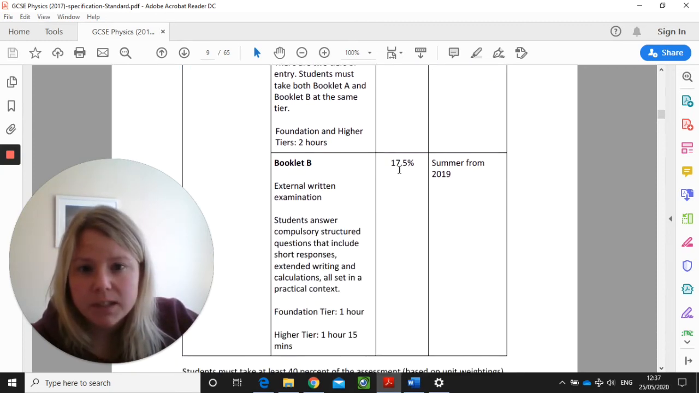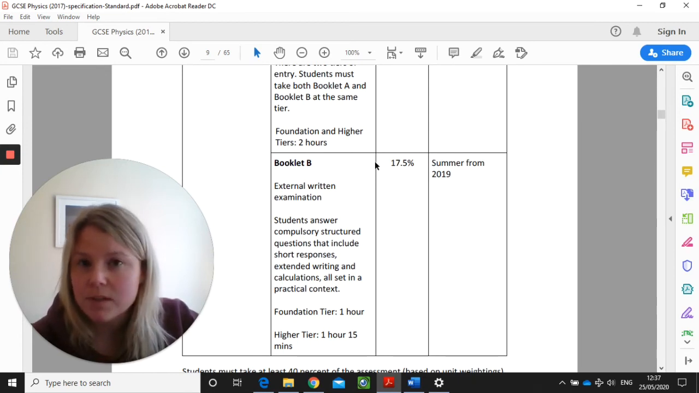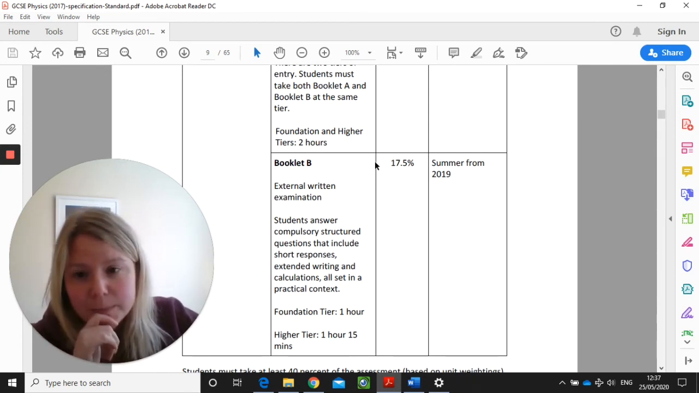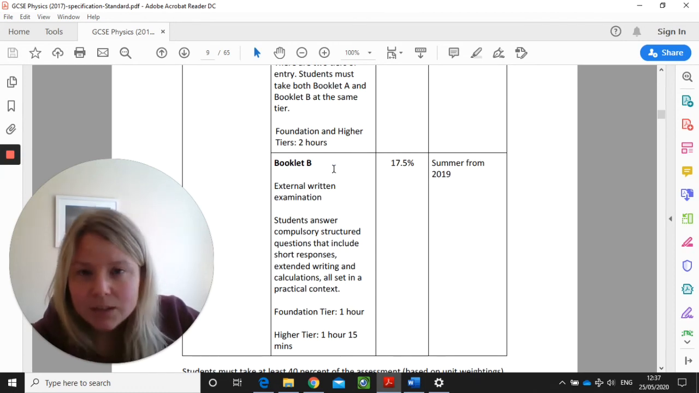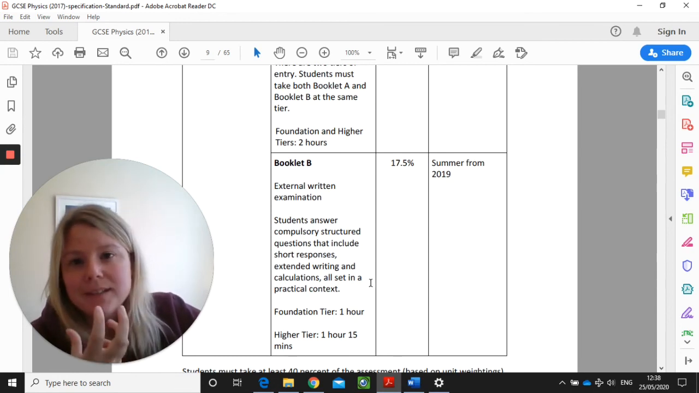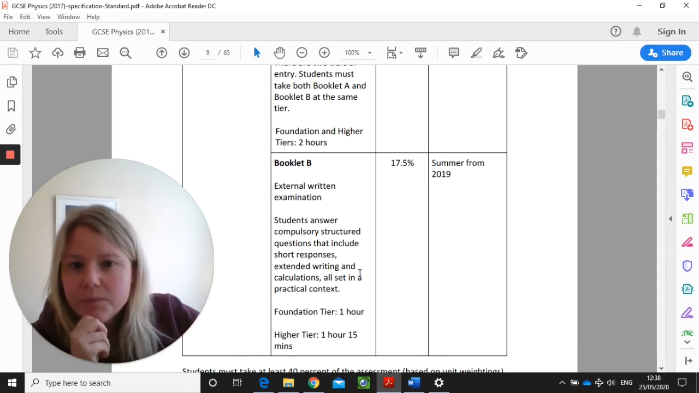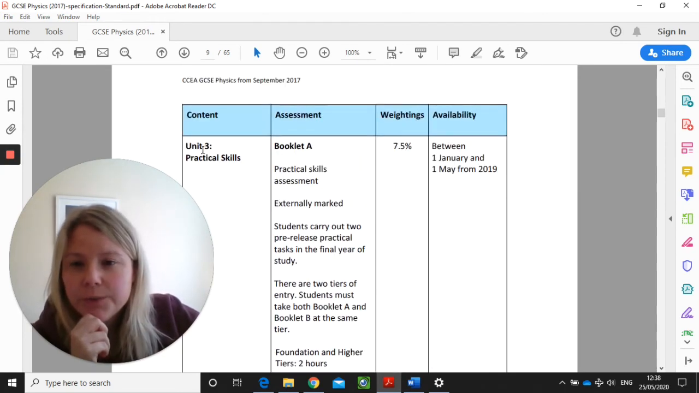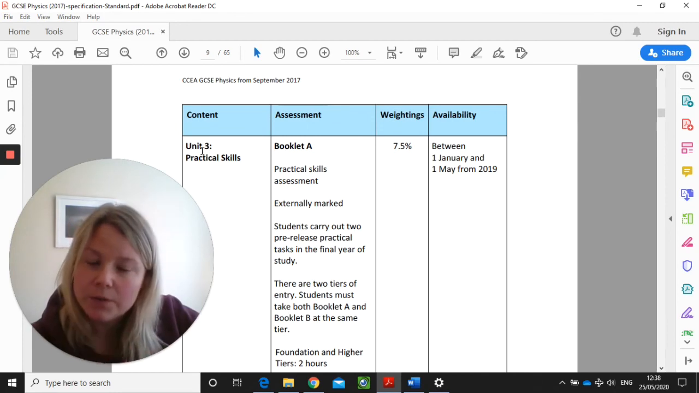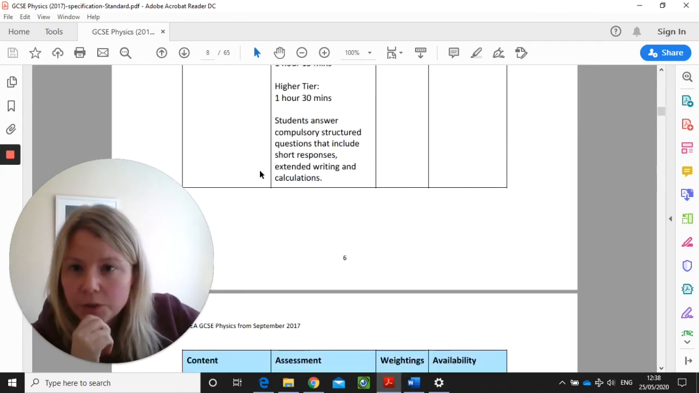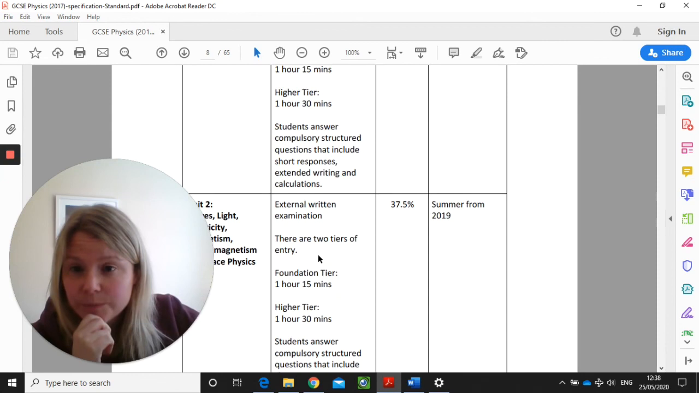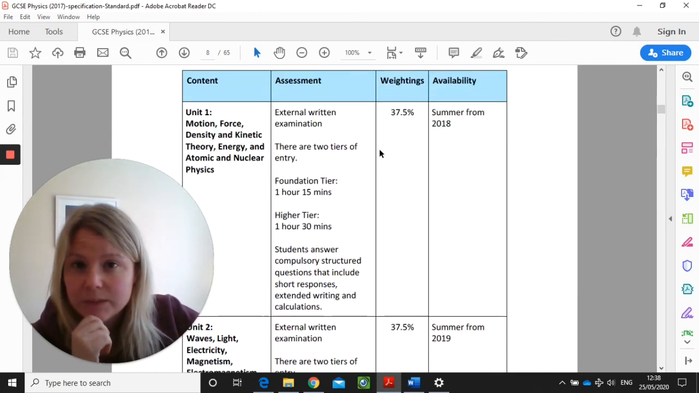The other 17.5% of this is Booklet B, and it's a written exam paper. So just like Units 1 and 2, where they're done in the exam hall, Booklet B of Unit 3 is done in the exam hall, and it's based on practical skills. So it's a lot of data analysis and all that kind of stuff. So Unit 3, you really just learn the skills for it the whole way through GCSE physics. Unit 2, we do in Year 12, and Unit 1 we do in Year 11.